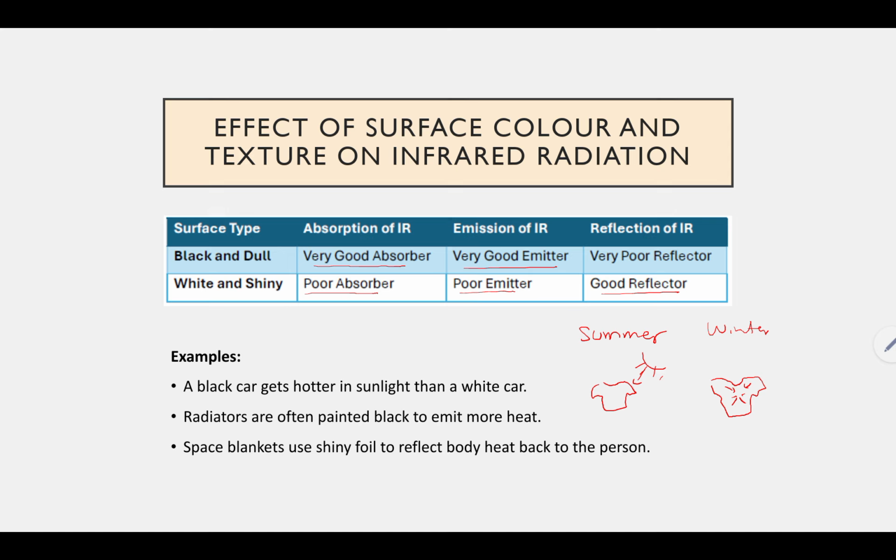Black is just like allowing heat to go in and out easily. So it's a very good absorber, very good emitter, and it's a very poor reflector. That's why a black car gets hotter in sunlight than a white car, and radiators are often painted black to emit more heat, and space blankets should be shiny foil to reflect body heat back to the person.